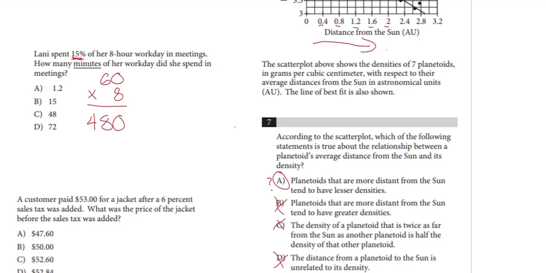And when we're trying to find 15% of 480, all we have to do is multiply this by 15% written as a decimal, which is 0.15. So 480 times 0.15 is 72. That means that Lonnie spent a total of 72 minutes in meetings for the workday.